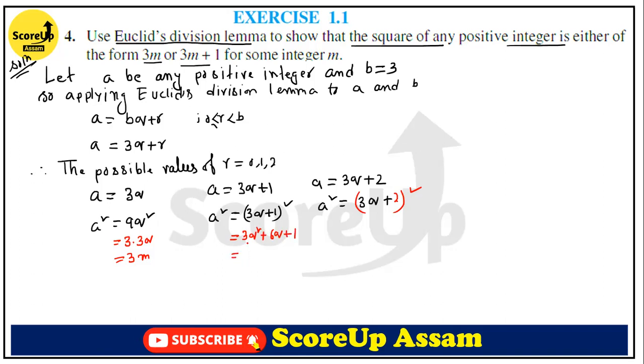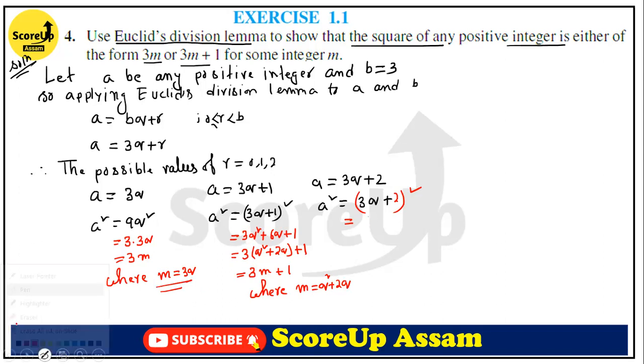Now what can we take common? We take 3 common. If we take 3 common from this, it will be q squared plus 2q plus 1. So here we can write 3 into m plus 1, where m is some integer. Where m is equal to what? m is equal to 3q squared plus 2q.